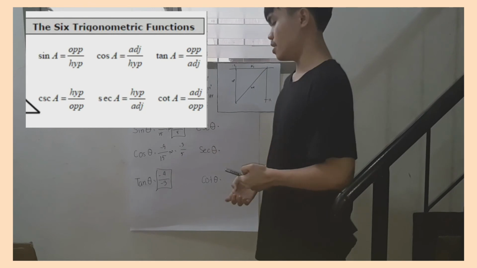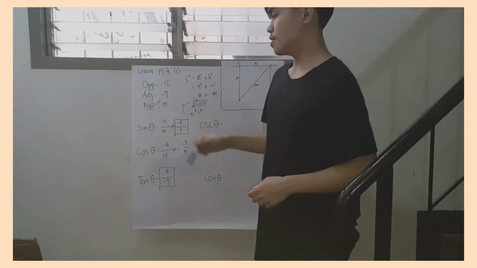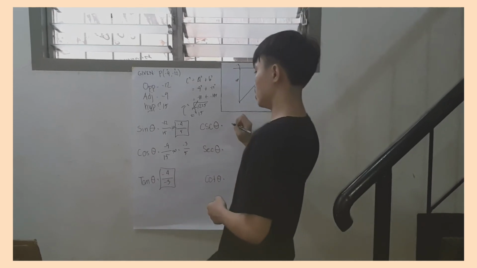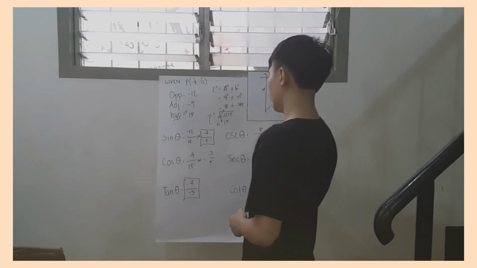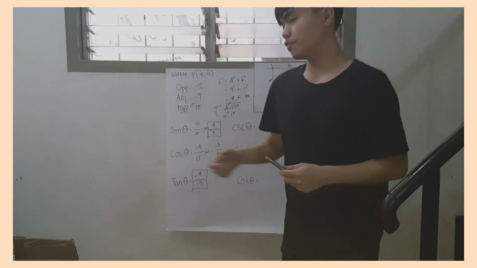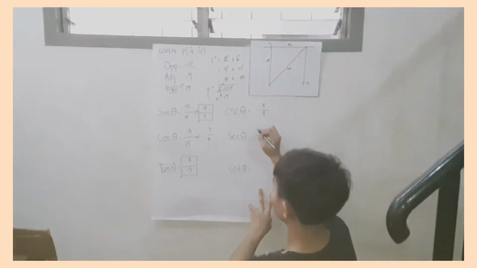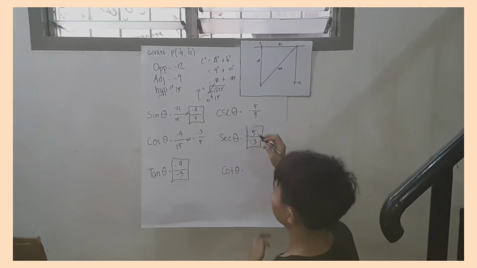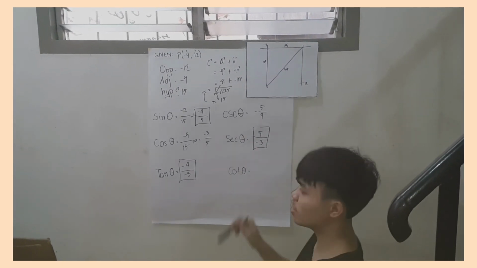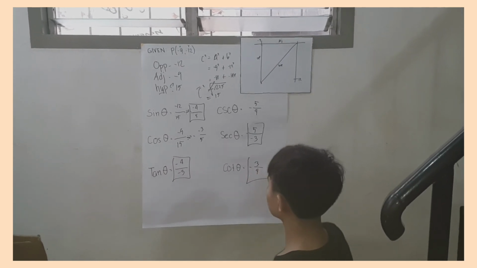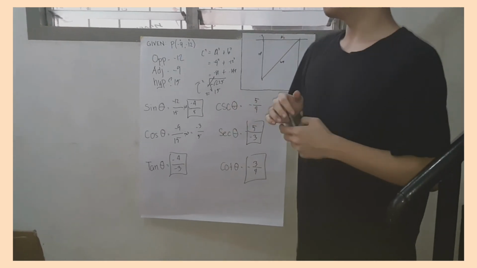Next, the cosecant, secant, and cotangent are the reciprocals of these three. The cosecant is the reciprocal of sine, so the answer is negative 5 over 4. The secant is the reciprocal of cosine, so the answer is 5 over negative 3, which is negative 5 over 3. The cotangent is the reciprocal of the tangent, so our answer is 3 over 4. This is the answer for the 6 trigonometric functions.